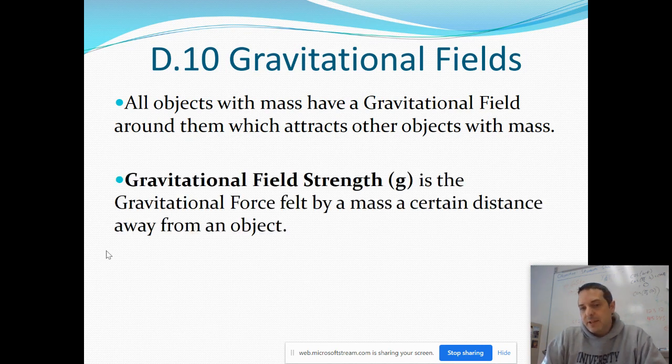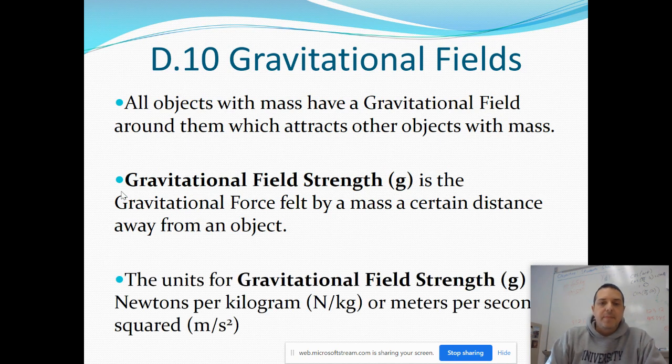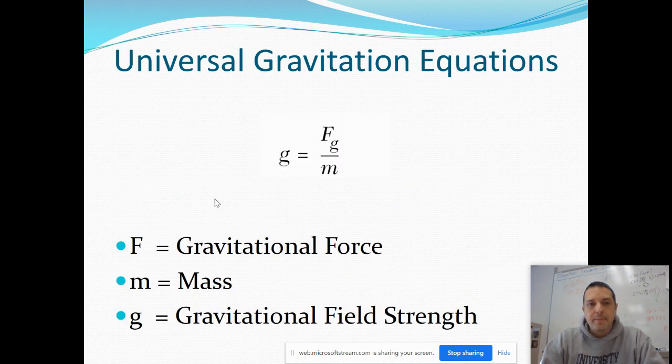When we define gravitational field strength, we define it as the gravitational force felt by a mass a certain distance away from that object, and the units of this are going to be newtons per kilogram, or amount of force per mass. Bear in mind that newtons per kilogram is equivalent to meters per second squared. So an acceleration and a gravitational field strength both show the same amount of information.